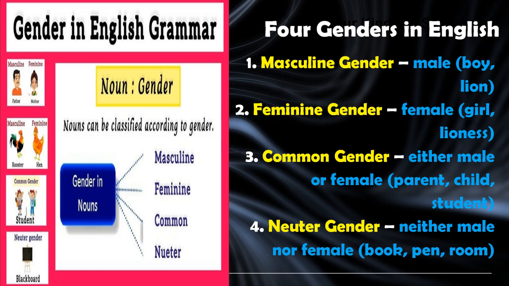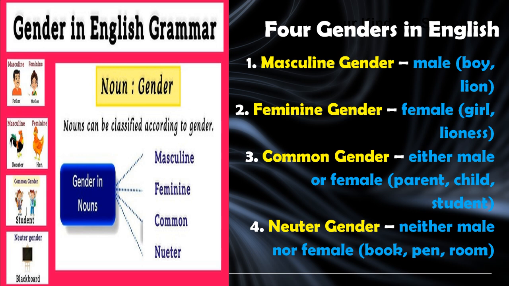Third, we have the common gender. This is an important category. A noun is of the common gender when it can refer to either a male or a female. These are often general roles or relationships. For example, parent, child, student, doctor, friend. The word teacher, for instance, does not tell us if the person is male or female. It is common to both. Hence, it is called common gender.